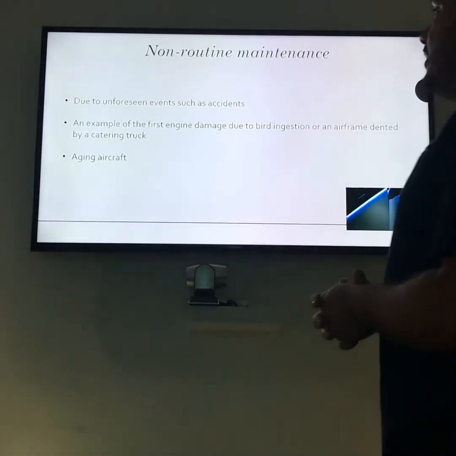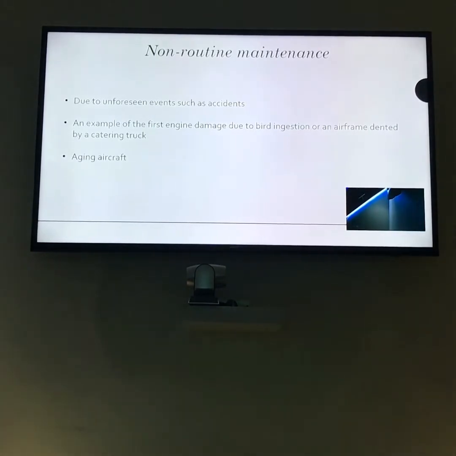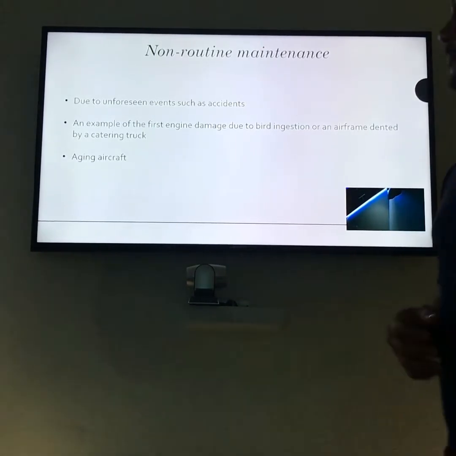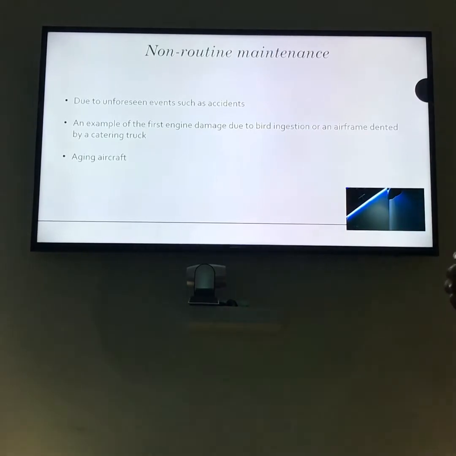Non-routine maintenance is usually due to unforeseen events such as accidents. An example is engine damage due to bird ingestion or an airframe dented by a catering truck. Also, it might include aging aircraft.